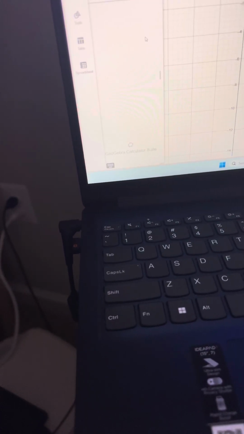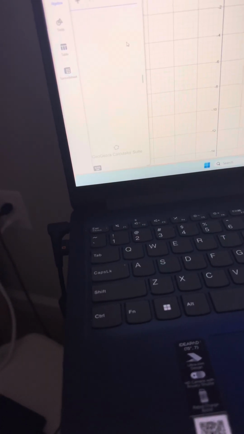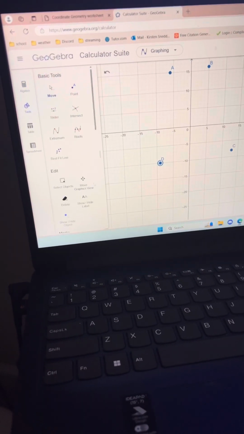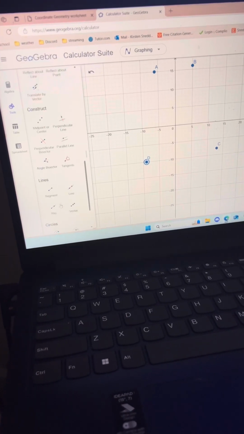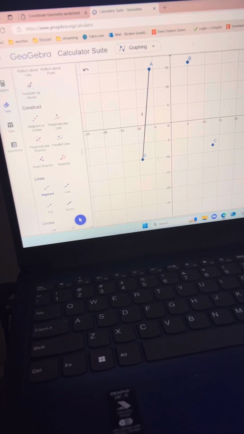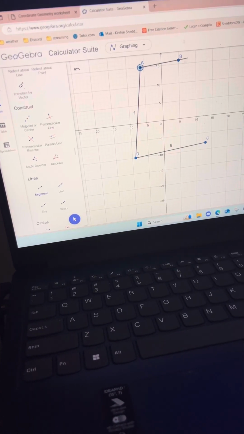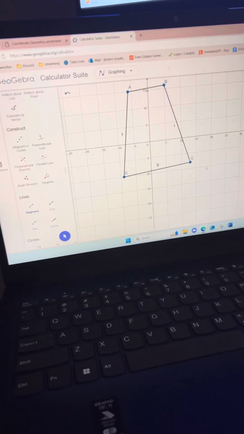negative 6 over 15, 5/16, 13, negative 8, and negative 9, negative 10. And if I would connect them, and that's the trapezoid.